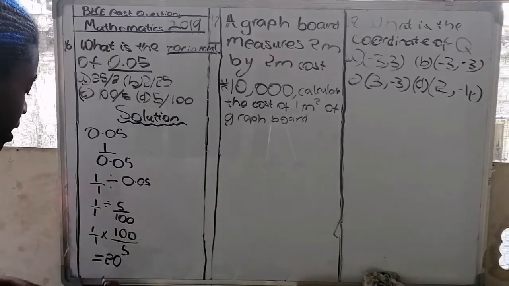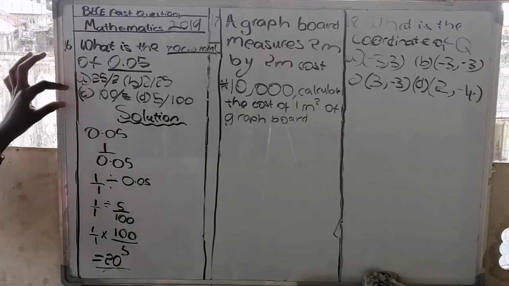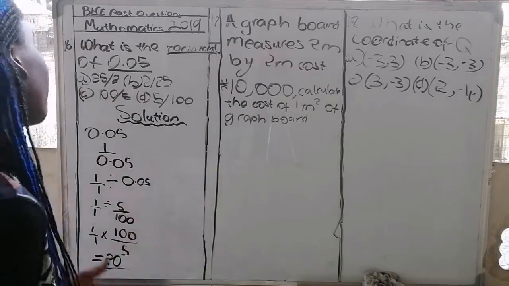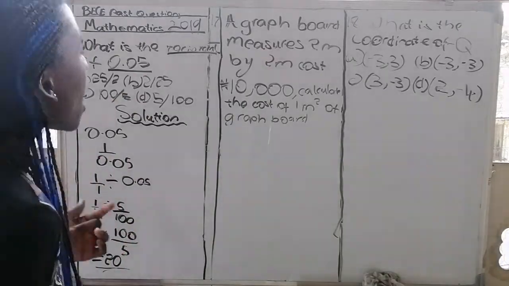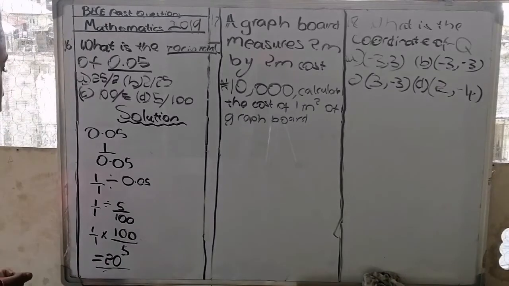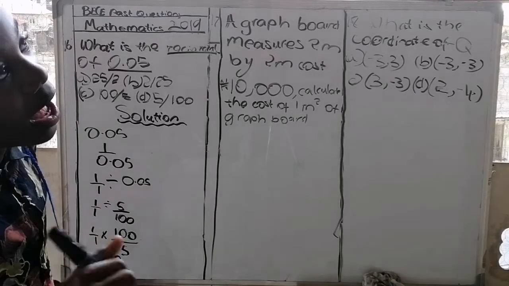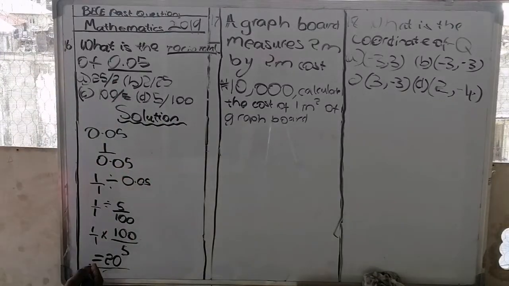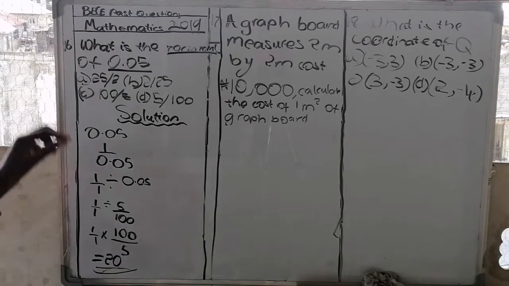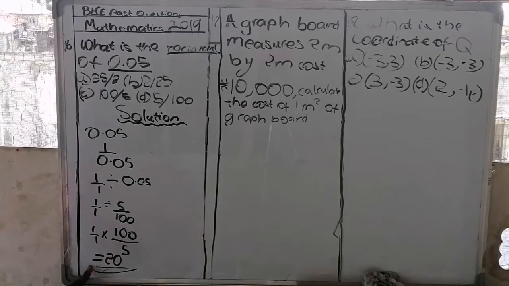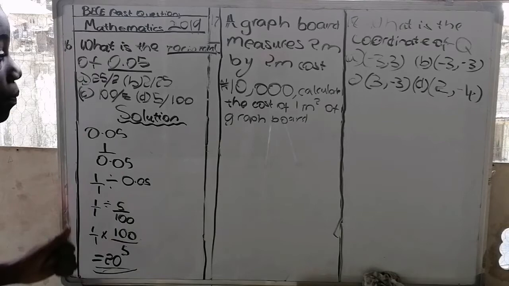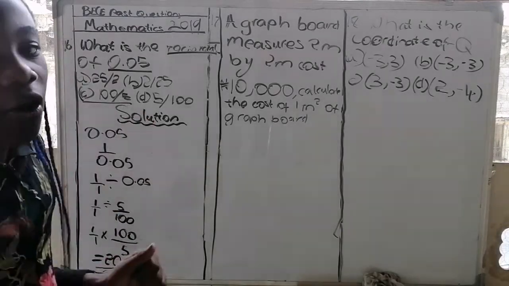So now that we know that this is our answer, we have to check the options. Option A says 25 over 2. Option B says 2 over 25. Option C says 100 over 5. And option D says 5 over 100. Since we're not given the actual value to choose from the options, we have to look for what is equivalent to this. So 25 over 2, is it 20? No. 2 over 25, is it 20? No. C, 100 over 5 is the same as 20. So this is our correct answer.